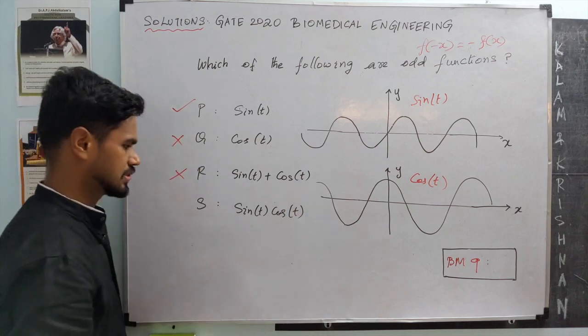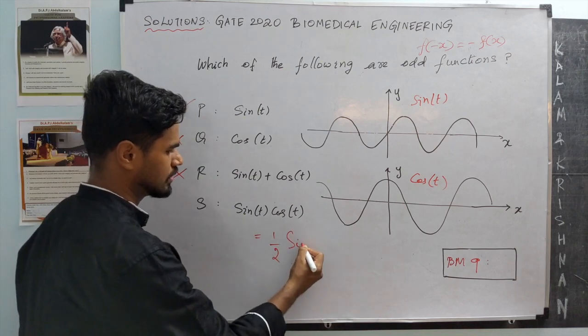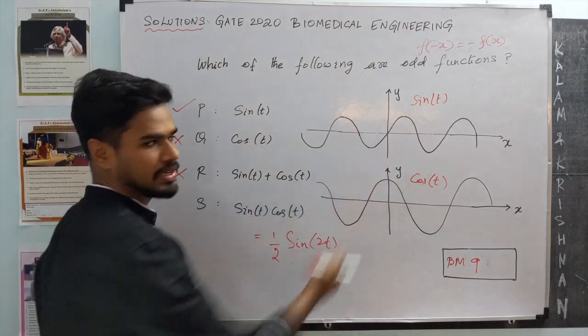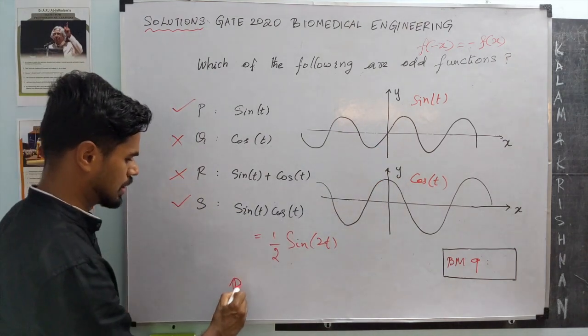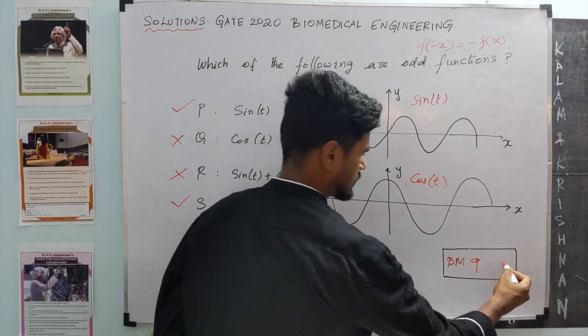And sin t cos t is nothing but half of sin 2t. Again, we have a sine function. So this is odd. So the correct answer for this is P and S, which is option C.